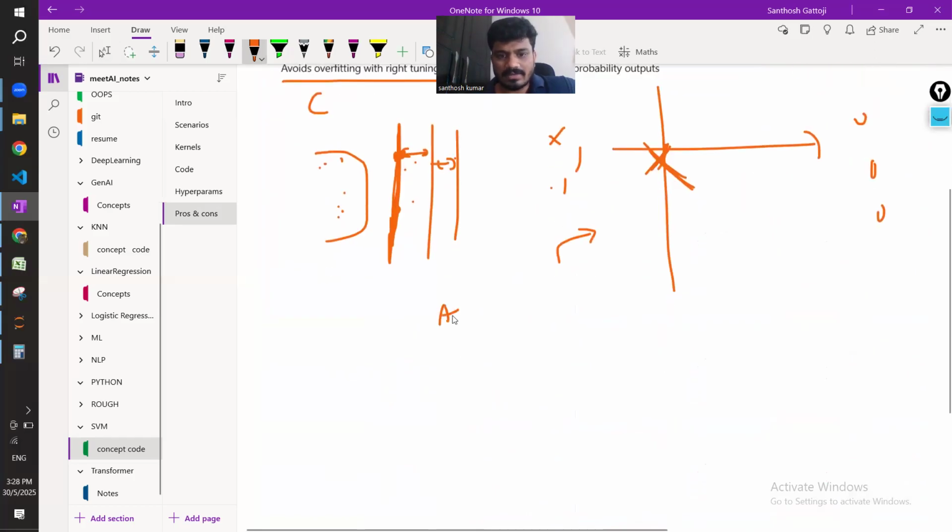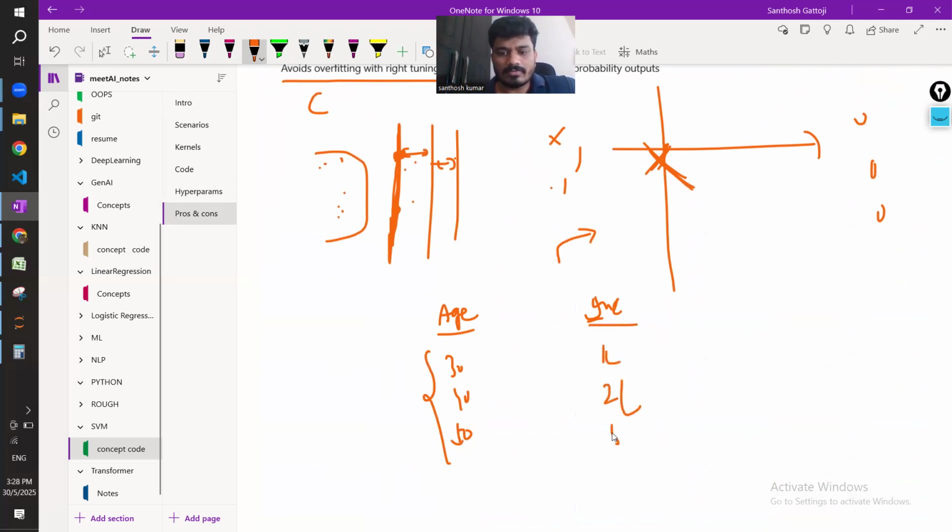What do you mean? For example, you have an age column and an income column. Age usually will be, let's say, 30, 40, 50 in an IT company. And the income could be 1 lakh, 2 lakh per month, or 50,000 or 40,000. If you see the range of these values, the age values are very small compared to these big values. So if you use them directly, the model will not perform well.